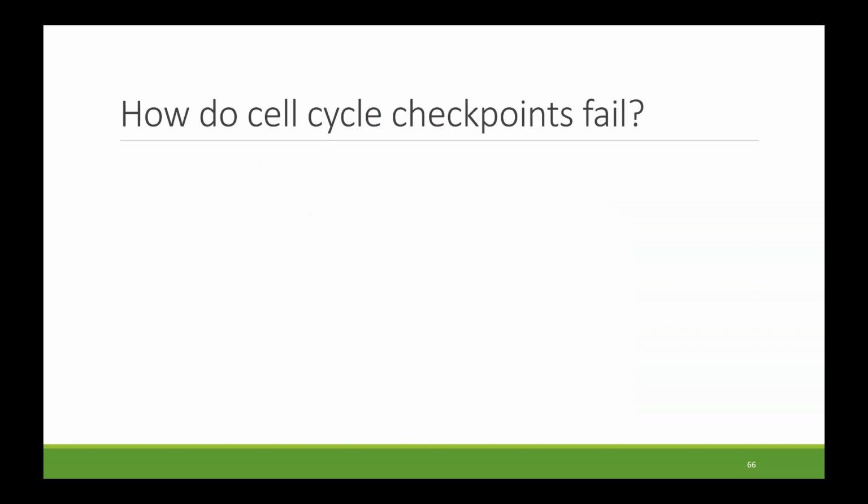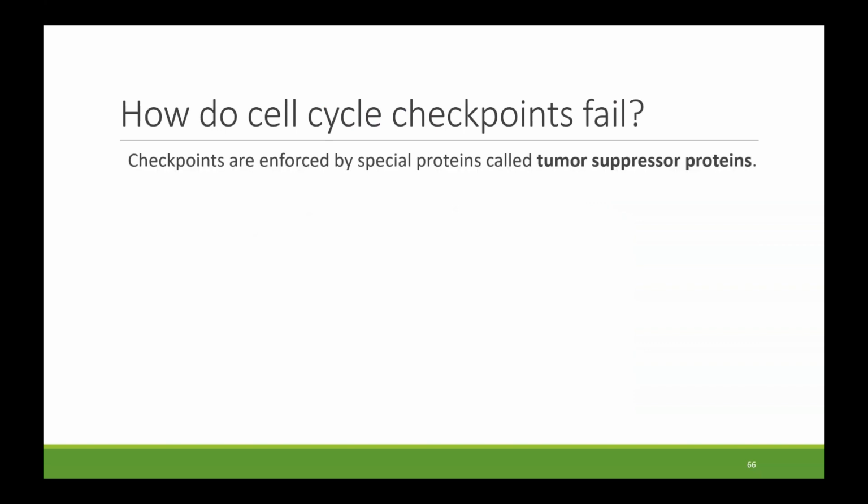So how does a cell's quality control process fail? How is it that damaged cells can be allowed to slip through the cracks? Well, the checkpoints in the cell cycle are enforced by special proteins called tumor suppressor proteins. And these proteins themselves are made using instructions that are written into the cell's DNA. For example, one very well-studied example is a tumor suppressor protein called P53.